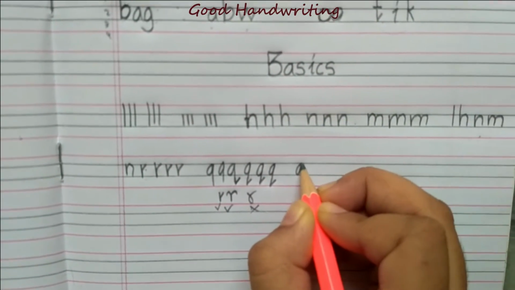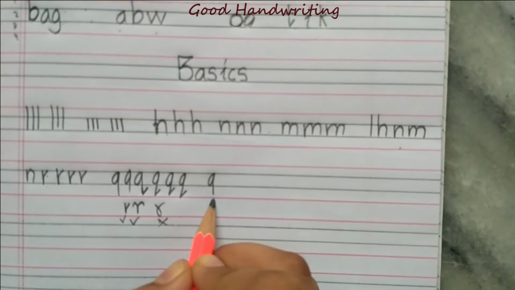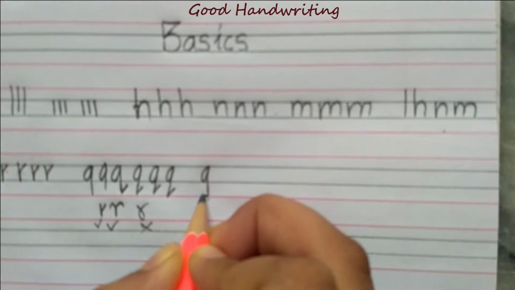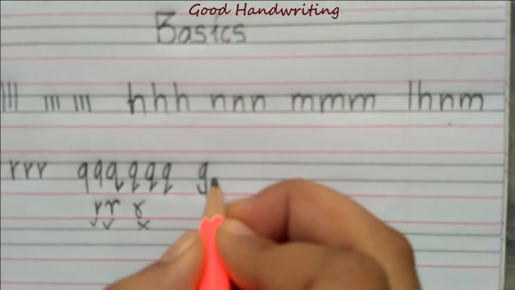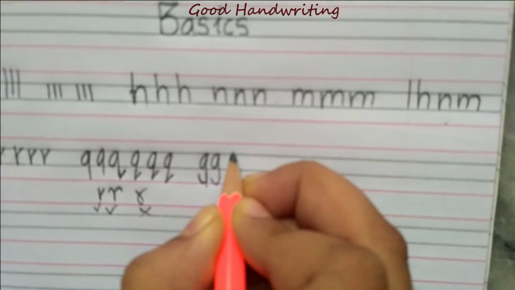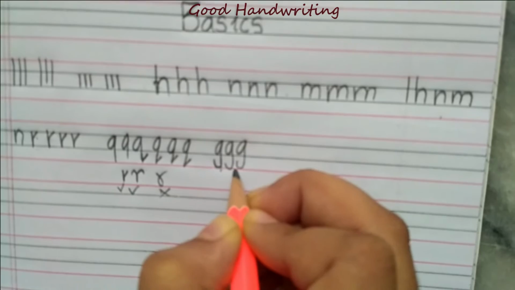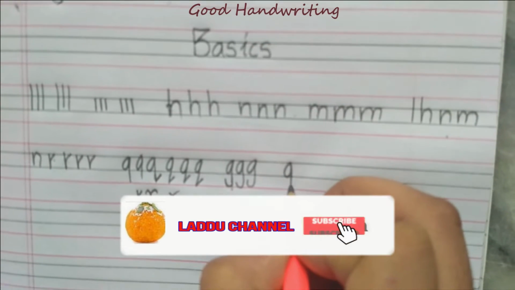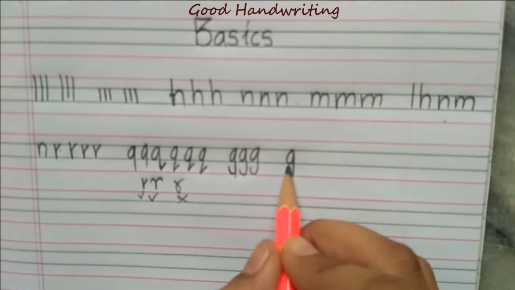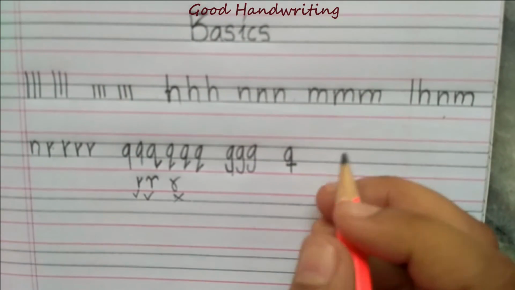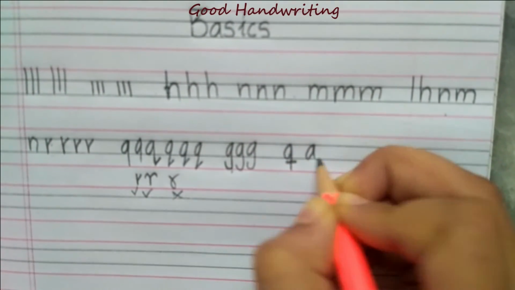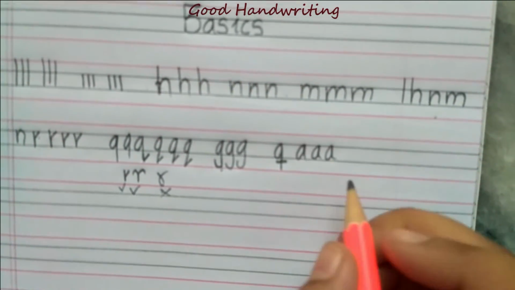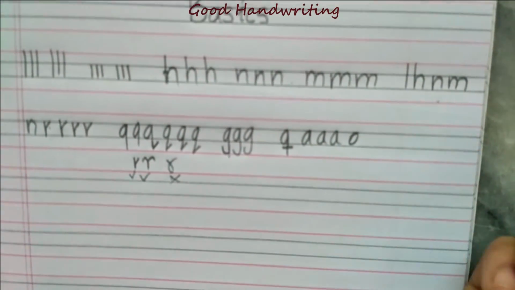Again you write the number 9. You don't touch the lower line and you give a turn here. The letter G. You write the number 9 again. In the half of the number 9, the letter A. Oval shaped circle only. The letter O.